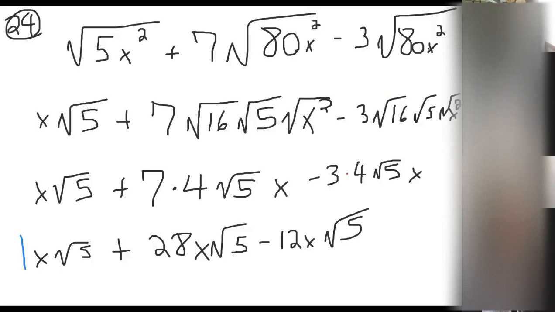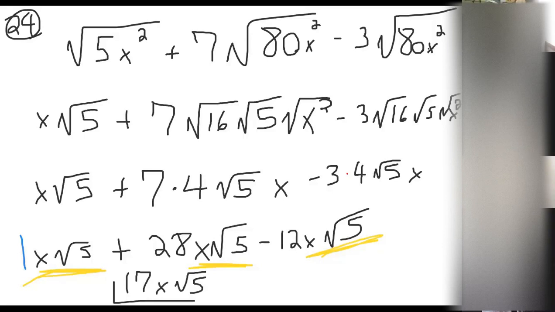All right, now look at this. I have 1x square root of 5 plus 28x square root of 5 minus 12x square root of 5. Calculator will do that for you. 1 plus 28 is 29. 29 minus 12, 17 of them. So my answer is 17x square root of 5. All right, let me check, make sure that that's the answer that they have. Yep. Okay, questions on this?